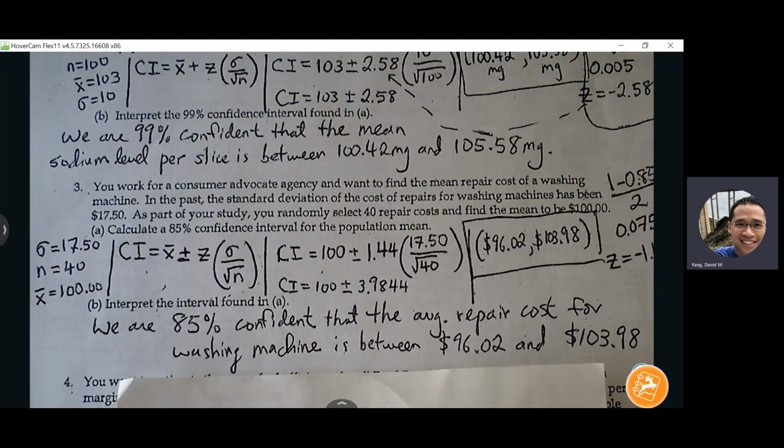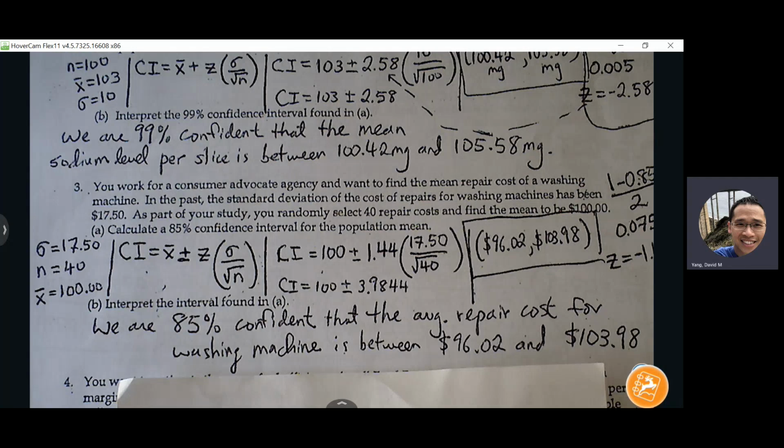Okay, here's number 3. You work for a consumer advocate agency and want to find the mean repair cost of a washing machine. In the past, standard deviation has been $17.50. As part of the study, you randomly select 40 repair costs and find the mean to be $100. Calculate an 85% confidence interval for the population mean. So sigma is 17.5, n is 40, x bar is 100.